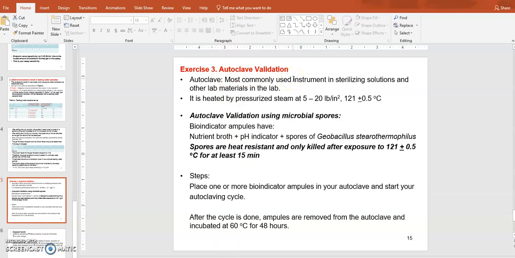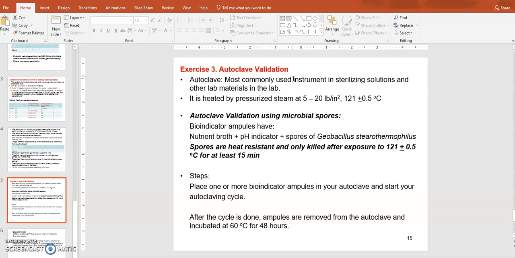So autoclave is a what? It's a machine that can sterilize your materials, solutions, or any kind of instrument that you need to sterilize. You can use this machine. Basically, autoclave is a what? Pressure cooker that will provide your chamber with very much heated pressure steam that can kill any kind of bacterial or contaminants that may be found from your material, right?